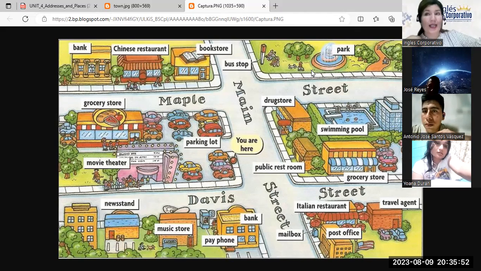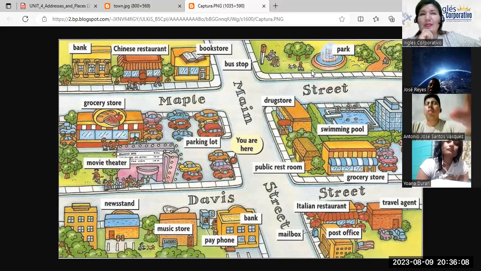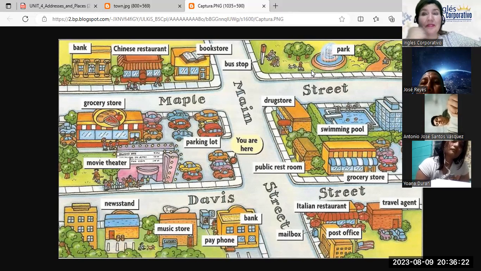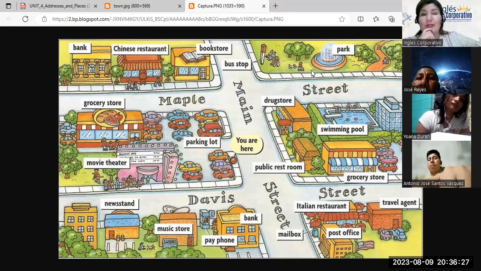Italian comienza con vocal. Tendríamos que decir a Italian restaurant o an Italian restaurant. An, porque comienza con vocal y no podemos tener dos vocales juntas. Another one. ¿Qué más ven aquí? There is a movie theater. Uh-huh. Janet, what places can you see in the map?